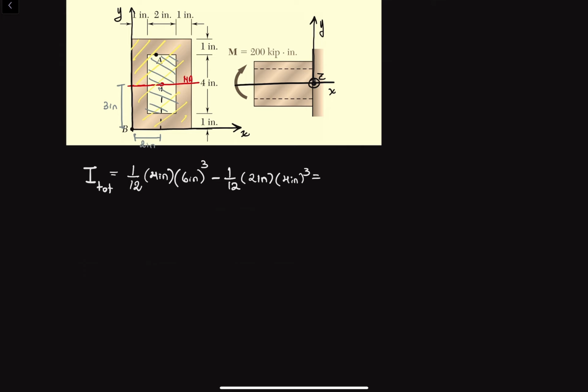And so now that we have this, let me just take the time to input this into the calculator, and we're going to have 1/12 times 4 times 6 to the third minus 1/12 times 2 times 4 to the third. I just got to make sure I input this correctly, and I get 61.3 inches to the fourth.